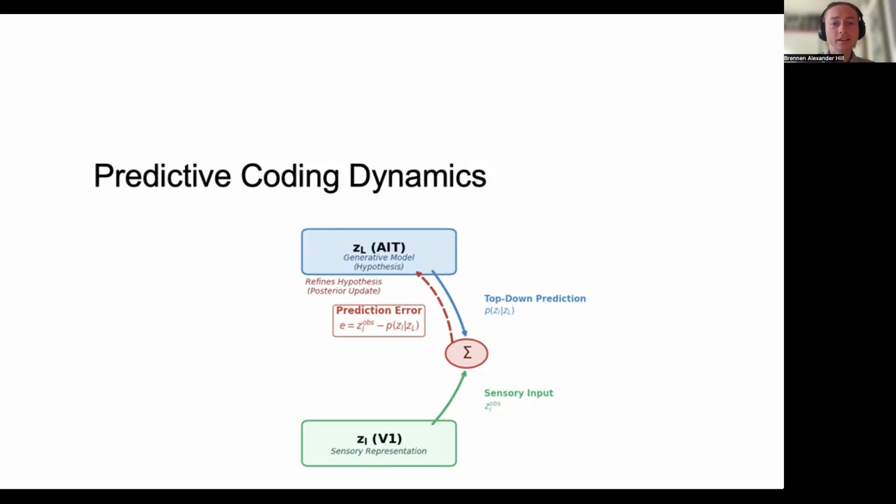We view this error as a vector in the tangent space of the manifold. This vector tells the network which direction to move to minimize surprise. This drives the representation along the geodesic towards the true state of the world, refining the model dynamically.